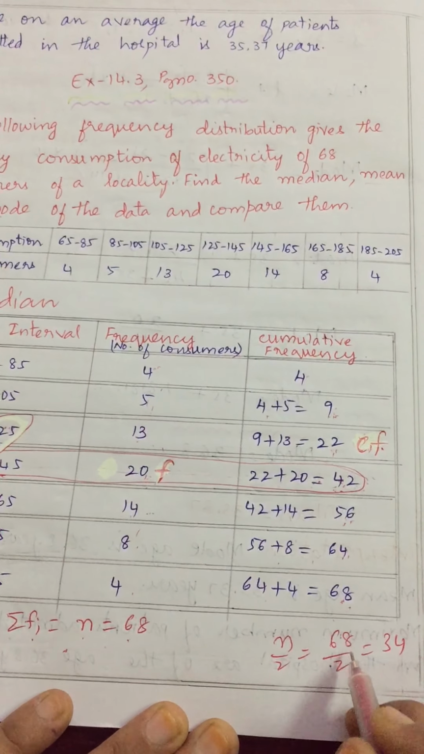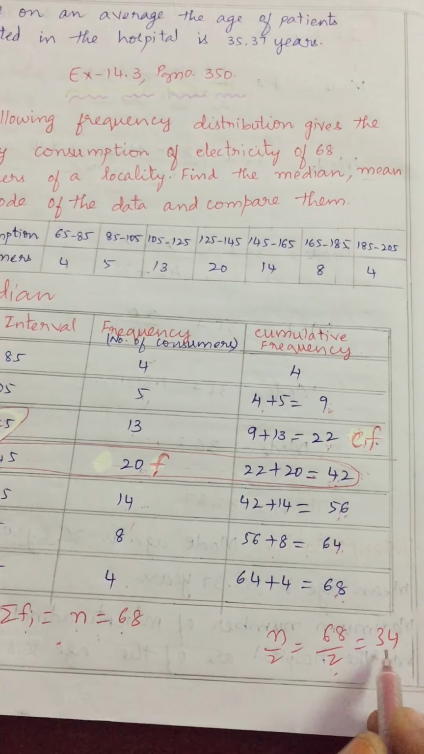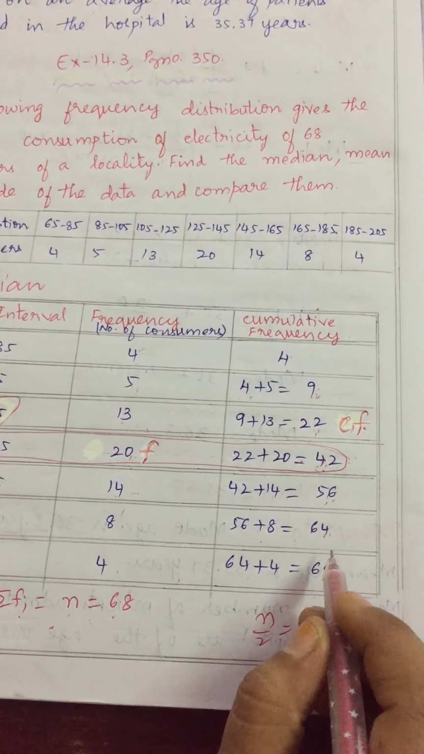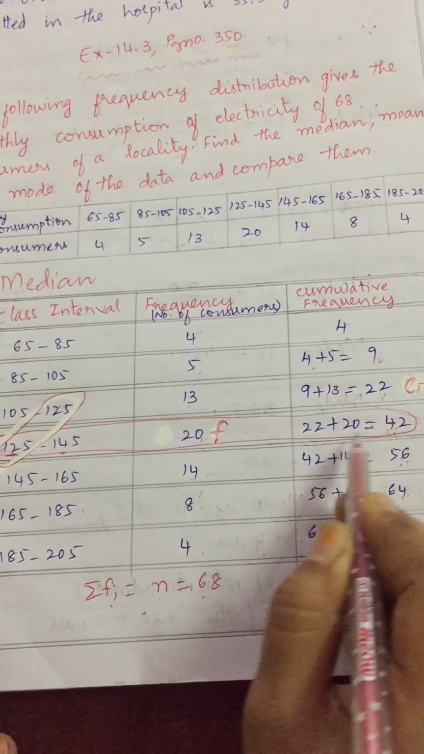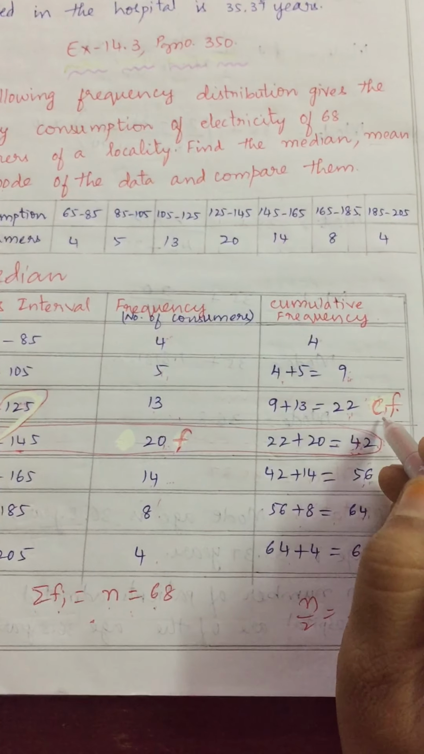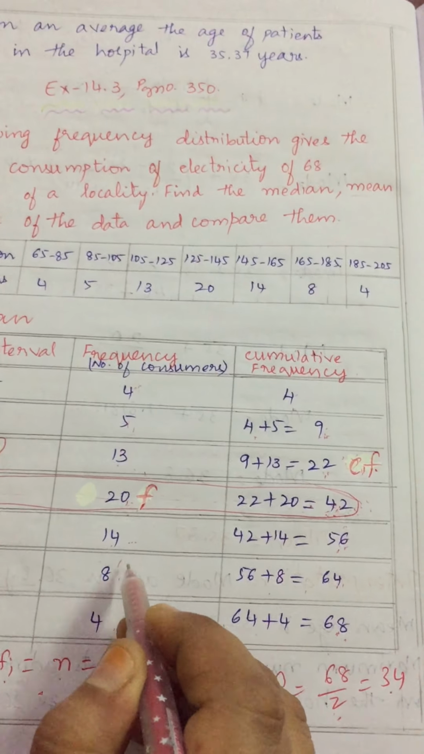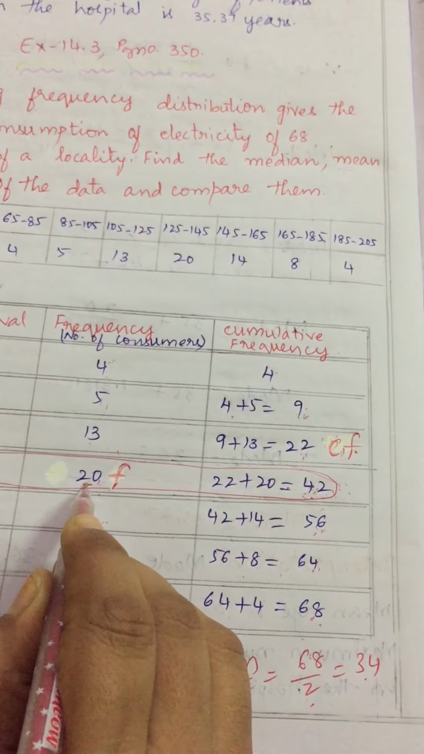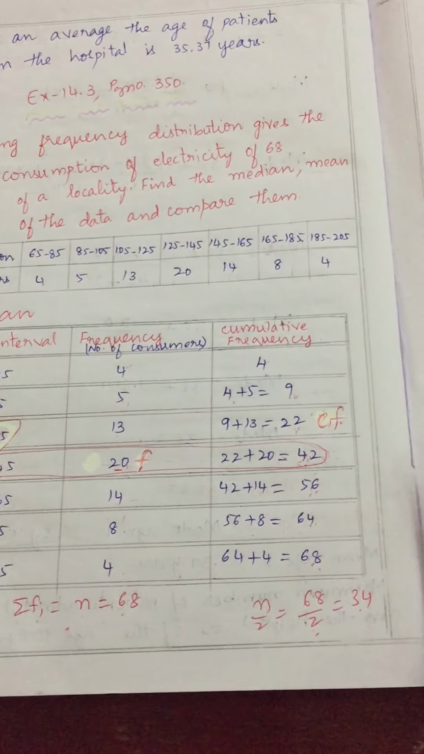N by 2 is nothing but 68 by 2, because here n is 68. 68 by 2 equals 34. You see in cumulative frequency exactly 34 or above 34. Where is it? 42 only we can take. Circle this full row. Clear? Above the row in the cumulative frequency column, that number is CF. In the row we circled, the frequency is nothing but F. Are you getting my point? Lower limit as it is we know. Clear children? Let's see how to substitute.